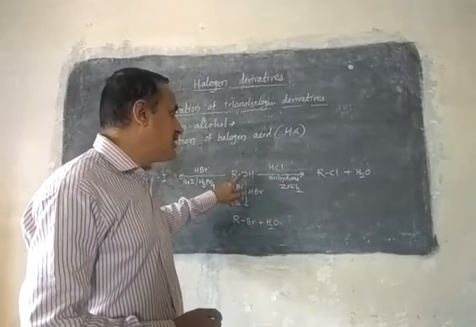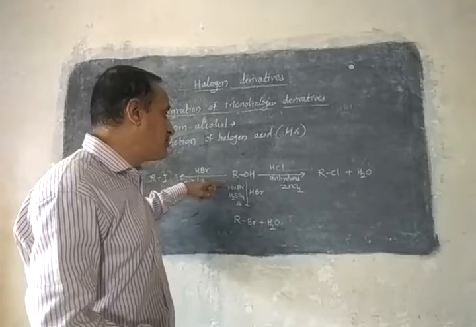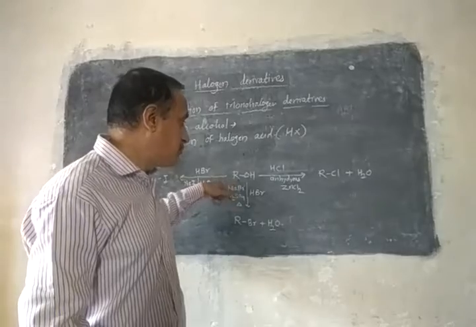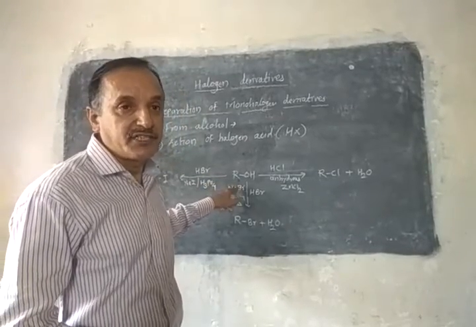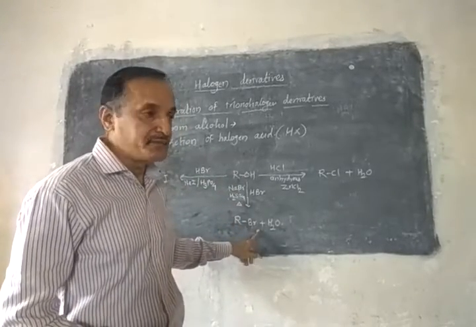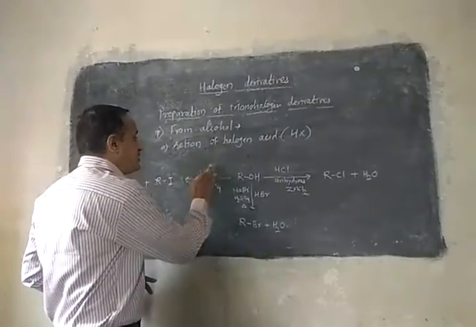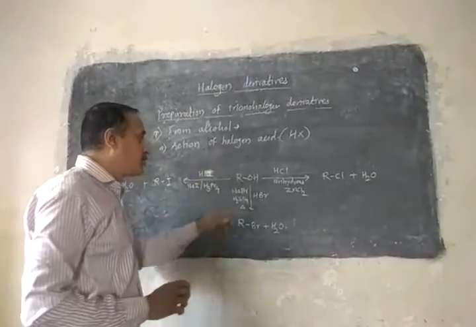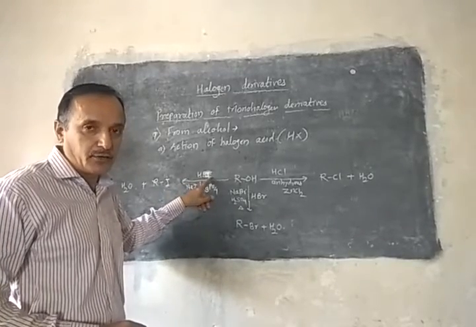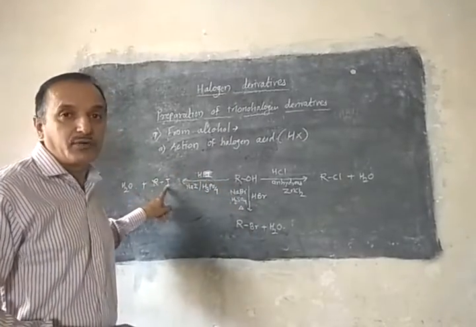Similarly, alcohol reacts with HBr. Here HBr is prepared when you take sodium bromide and H2SO4. From this mixture HBr is prepared, and this HBr reacts with the alcohol and forms alkyl bromide. Similarly, we can form the alkyl iodide by taking HI. When we react this alcohol with hydrogen iodide, the hydrogen iodide reacts with the alcohol and forms alkyl iodide.